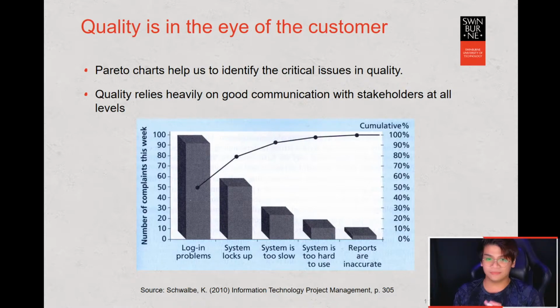These Pareto charts help us identify the critical issues in quality. Quality relies heavily on good communication with stakeholders at all levels. Stakeholders include your customers as well.